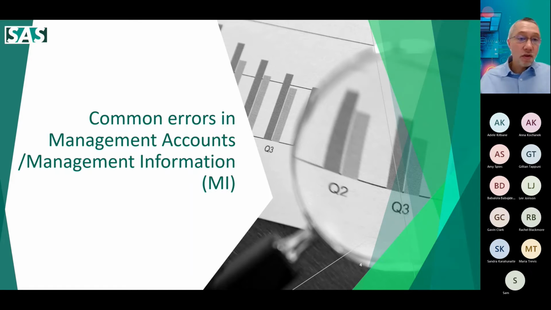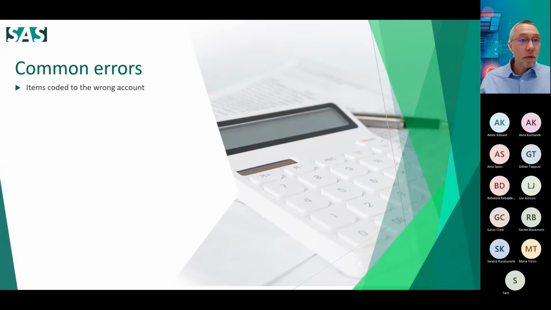So let's have a look at some common errors in terms of management accounts and management information, also known as MI. Over time we've seen a plethora of things going wrong, as you can imagine, and these fall into multiple categories. One of them that happens really often is that items are coded to the wrong account. So what do I mean by that?